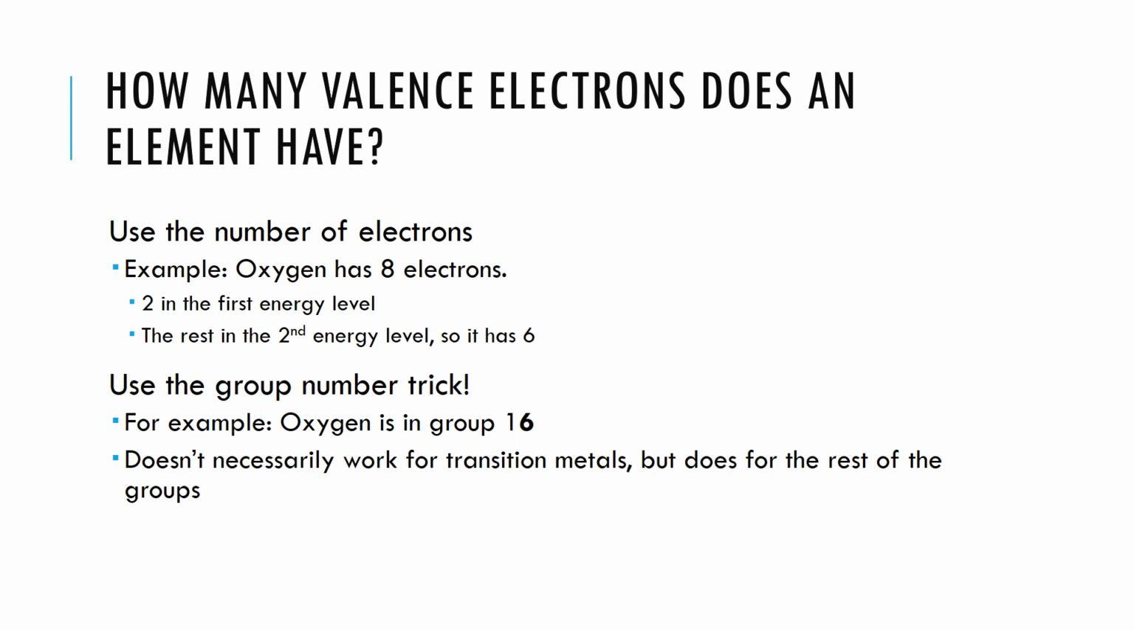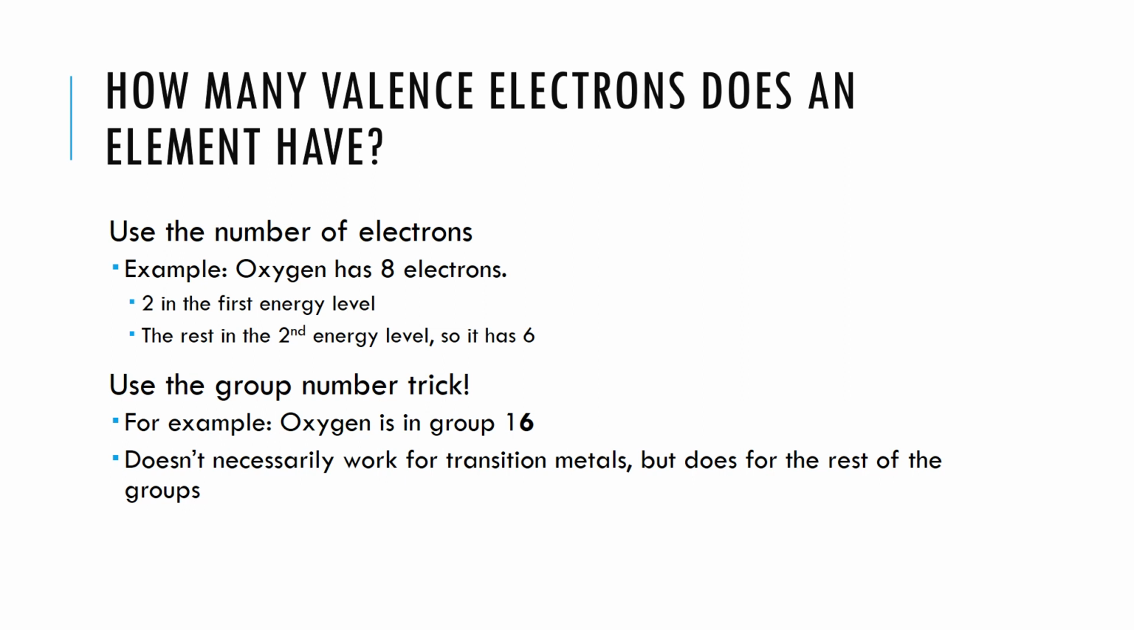So to determine the number of valence electrons in an element, there's a pretty easy trick. But the longhand way would be to just look at the number of electrons there are total in that element. So for example, oxygen has 8 electrons, we could draw out energy level diagrams to see how many there are left in that last shell. So we could draw the first energy level.